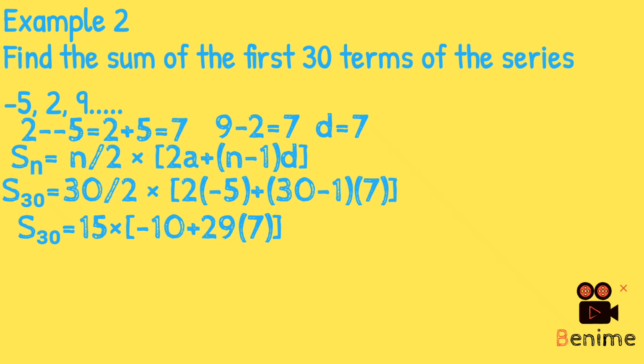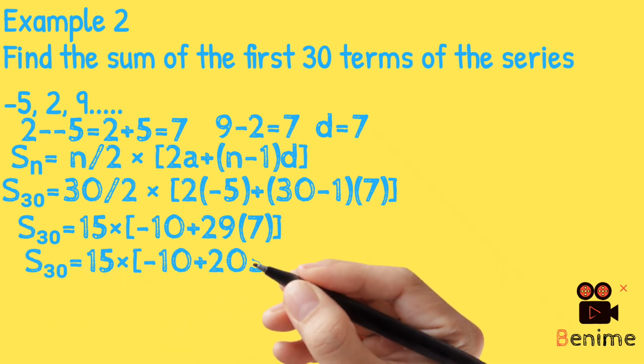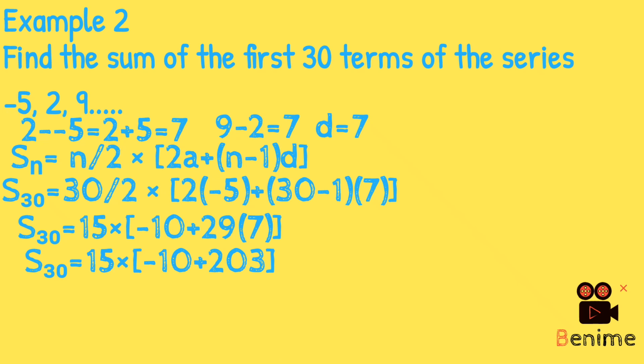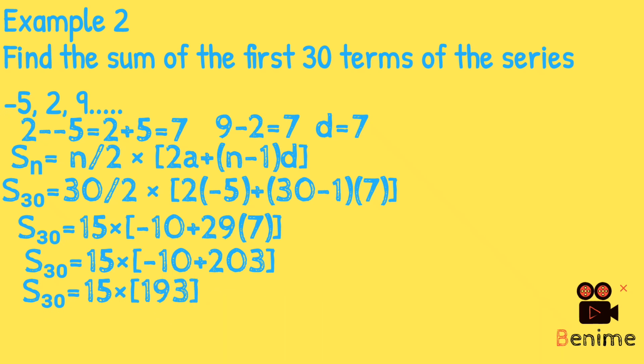Now 29 multiplied by 7 you get 203. So you have that S30 is equal to 15 open bracket minus 10 plus 203. Now minus 10 plus 203 you get 193. So S30 is equal to 15 open bracket 193 close bracket. So you're multiplying 15 by 193 and your final answer for S30 is equal to 2,895. So that's the sum of the first 30 terms of this AP.